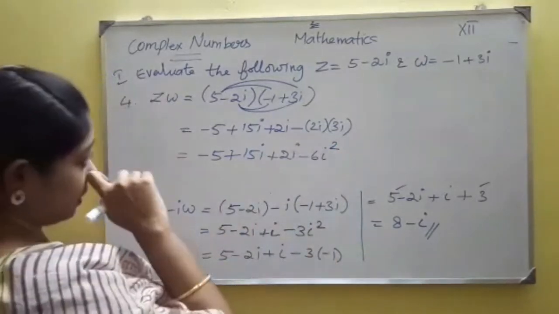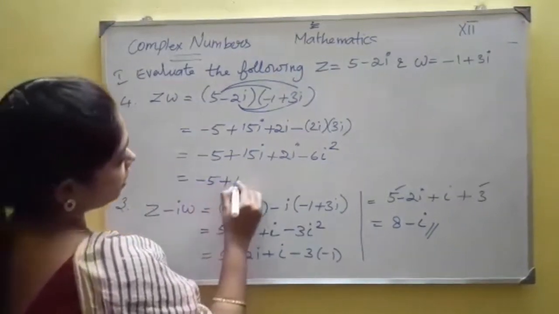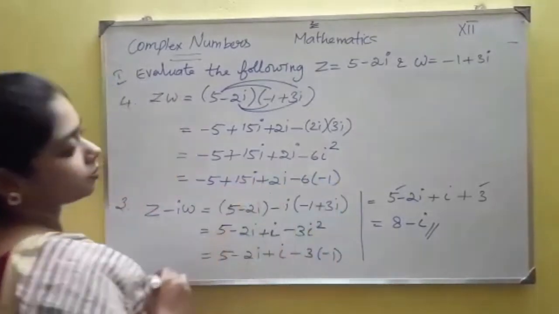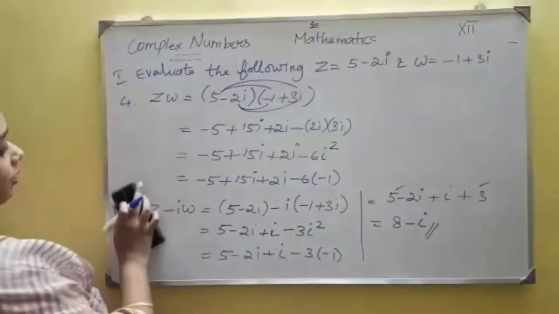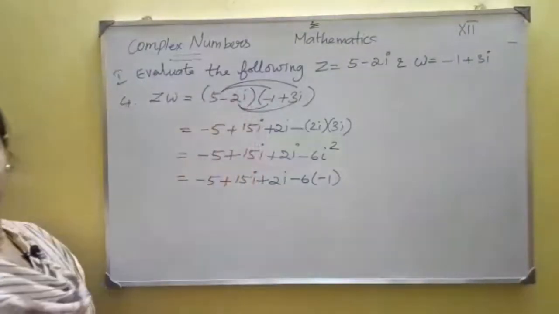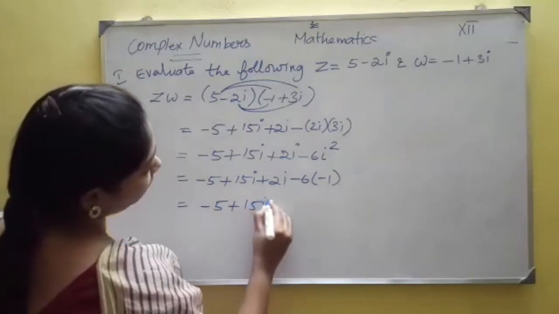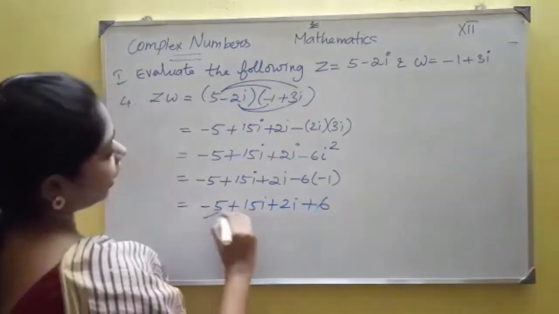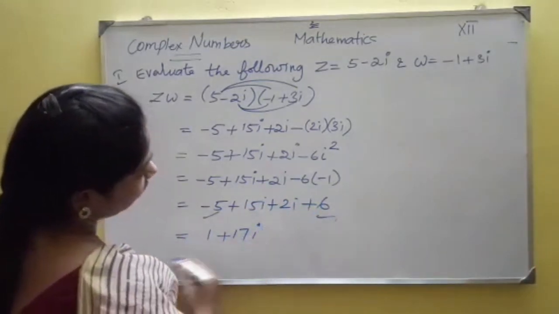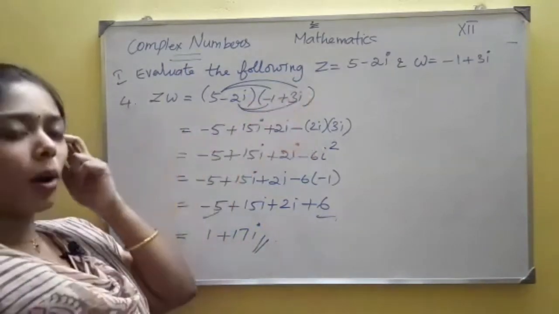Now how can we write this? This is actually minus 5 plus 15i plus 2i minus 6 of minus 1. Minus 6 of minus 1. Now this is minus 5 plus 15i plus 2i plus 6. Now add the real part and the imaginary part separately. 1 plus 17i. Okay, this is simply just doing multiplication for complex numbers.